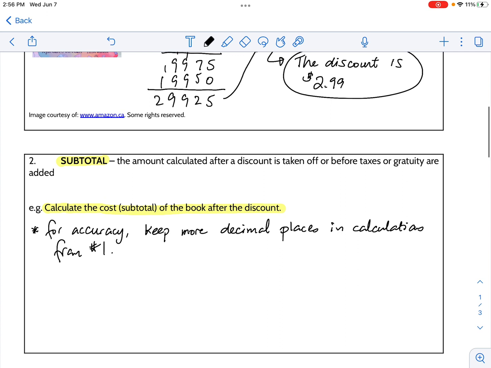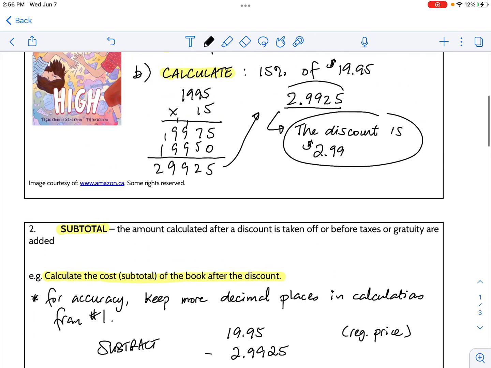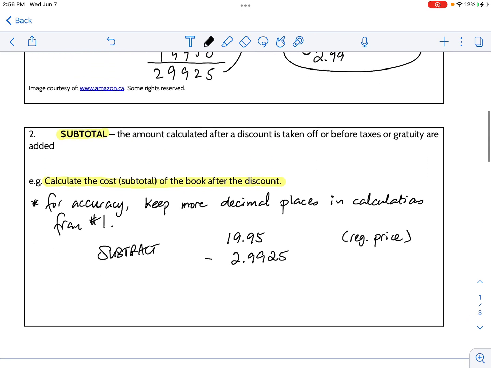Now, what you're gonna do is subtract to find the subtotal. So what are you subtracting? You're going to take $19.95, which is the regular price of the book, and then you're going to subtract 2.9925. Remember, I took that from here, because I want to keep more decimal places for accuracy. I like to have zeros in the other number I'm subtracting from, just so it's easier for me to subtract. Now go ahead and pause the video and do the actual subtraction.